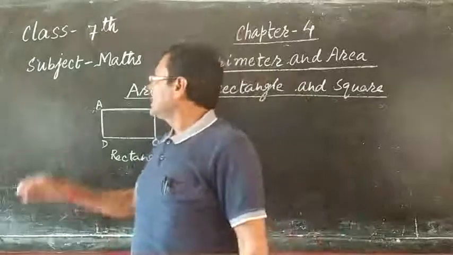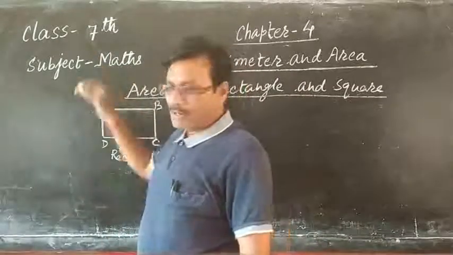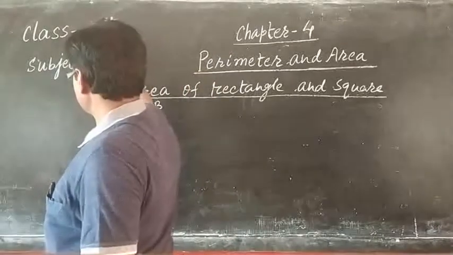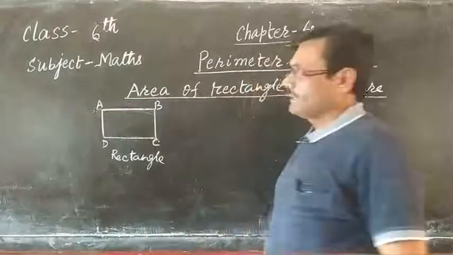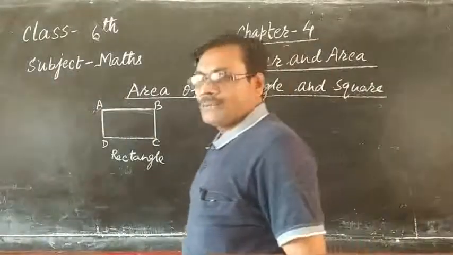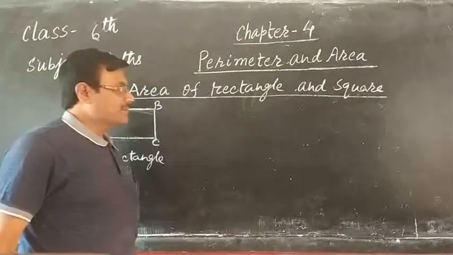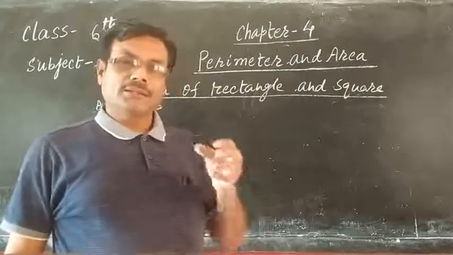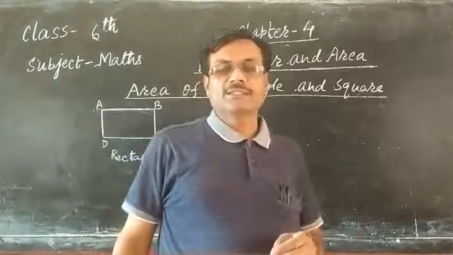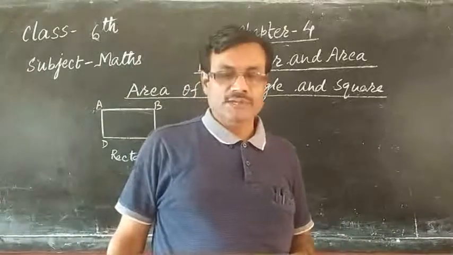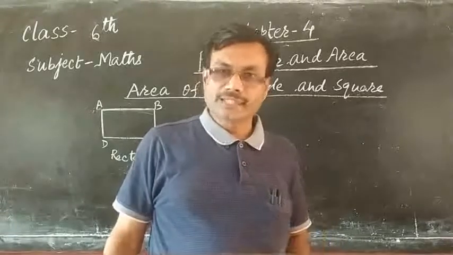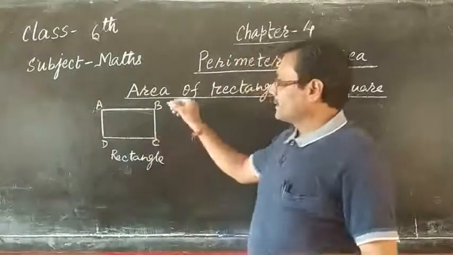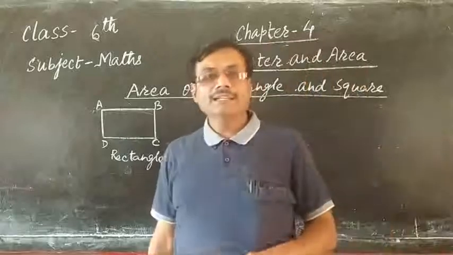Students, in this video, I'll tell you about maths of class 6, chapter 4, perimeter and area. In the previous video, we talked about many things related to perimeter of rectangle and square, as well as other shapes. Here, we will learn about area of rectangle and square.